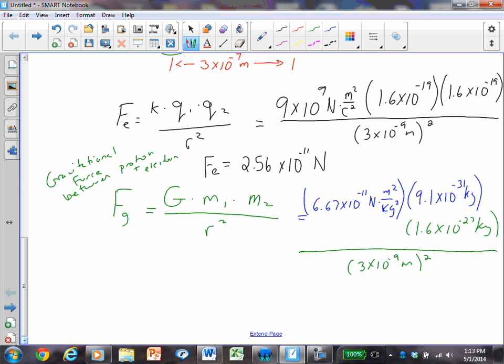6.67 e to the minus 11 times 9.1 e to the minus 31 times 1.6 e to the minus 27. That's a small number. Divided by 3 e to the minus 9 squared. That's still a small number. 1.08 times 10 to the minus 50 newtons. It's much smaller than the electrical force.